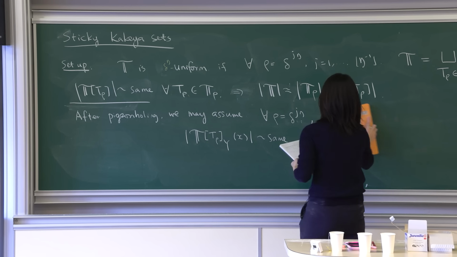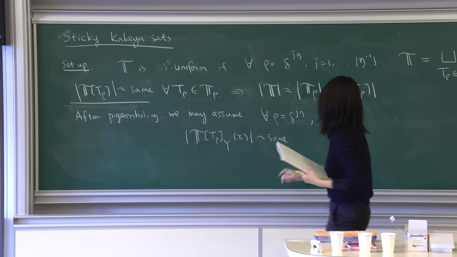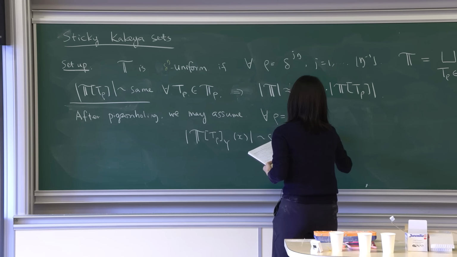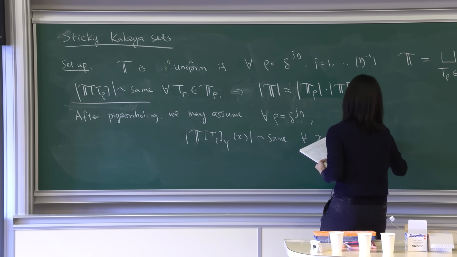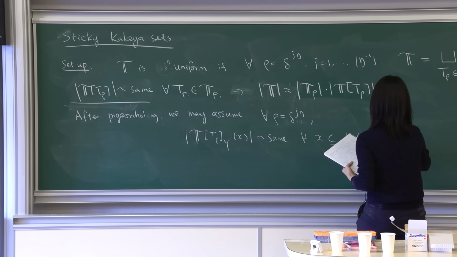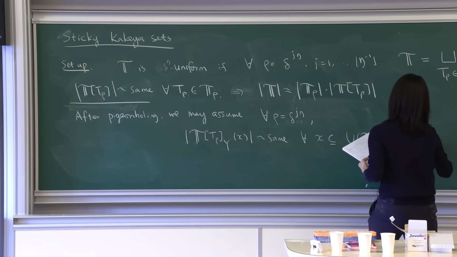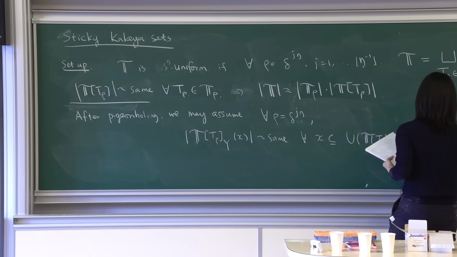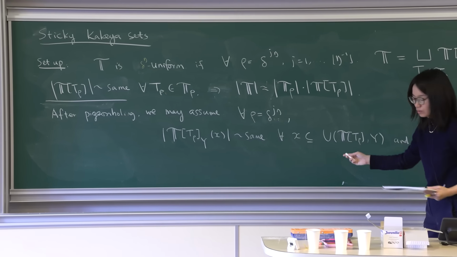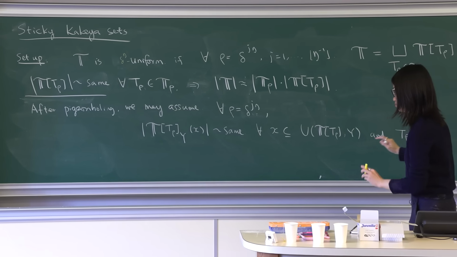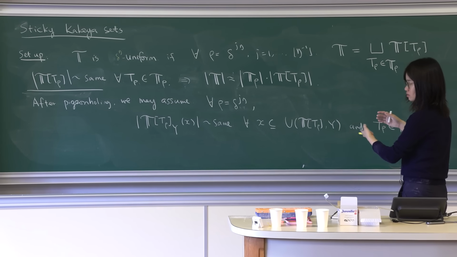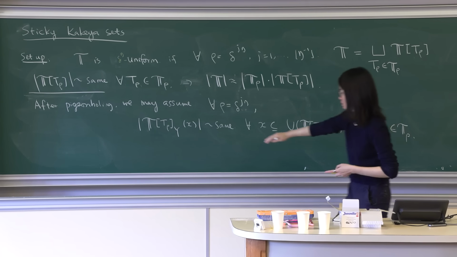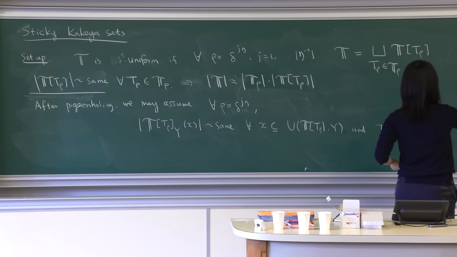For any x in the union of T_rho, and T_rho in 𝕋_rho. What this is saying is that after a lot of, still just one, refinement, we can assume everything is quite uniform. So what this notation means is the following.